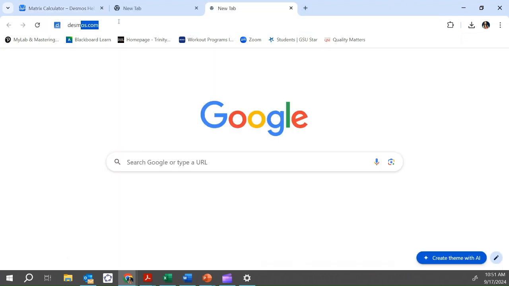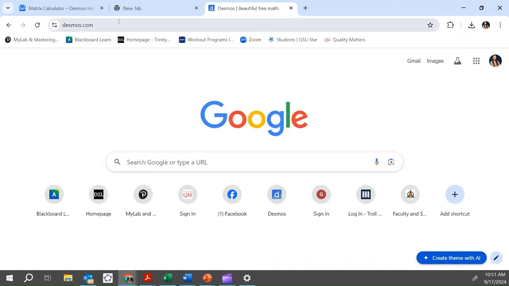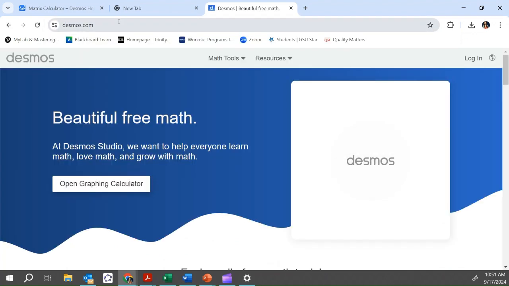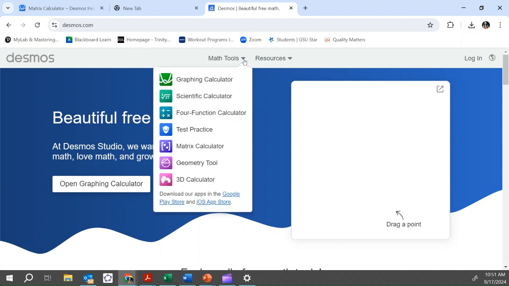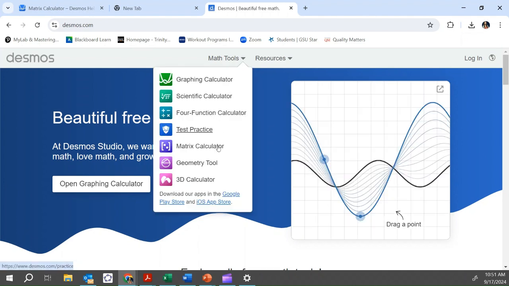So if you just go to desmos.com, you have more than one calculator. We don't want the graphing calculator. I want to use one of the other calculators here. So if I click Math Tools, it's going to give me the different options: graphing, scientific, this is where you get your geometry tool. There's also a 3D calculator, and then we're going to work with the matrix one.